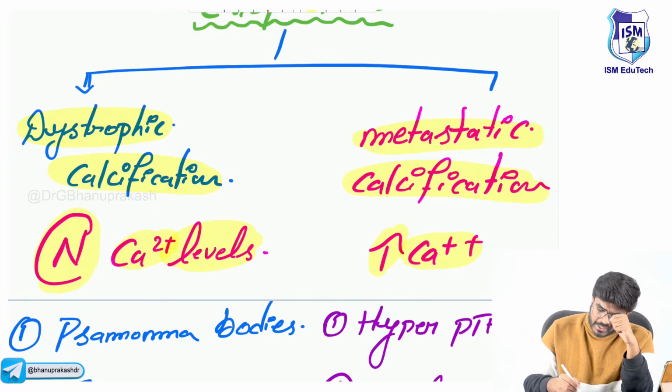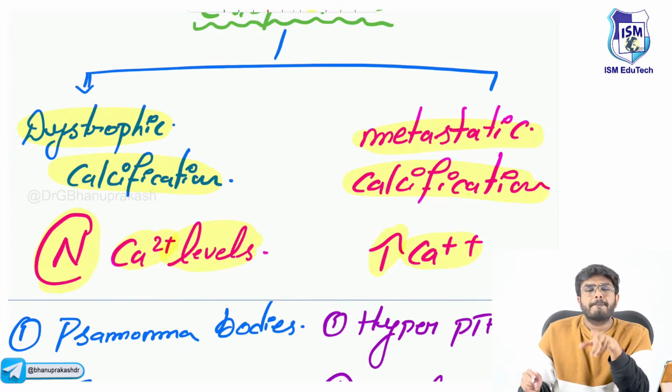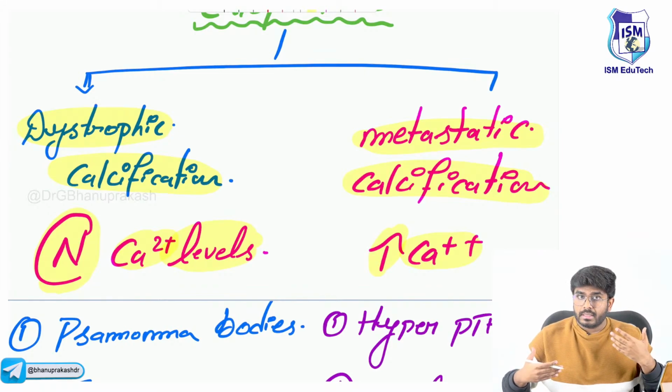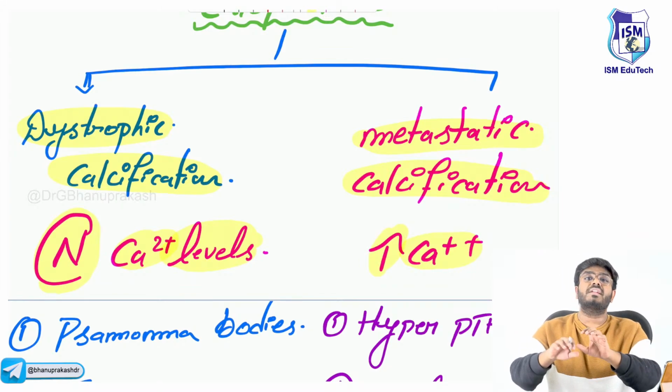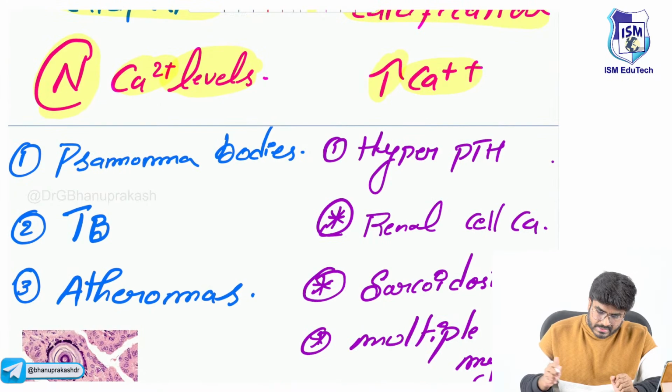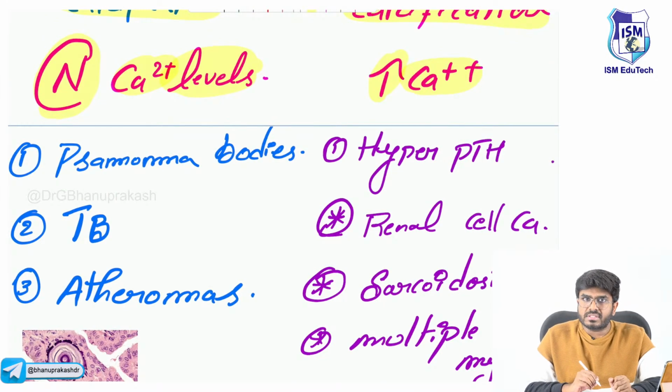Okay, and in metastatic calcification, what occurs? Metastatic calcification means the serum calcium levels are so high that the calcium starts to deposit inside the tissues because of the high levels of calcium. Now let's see examples. Sir, an example of dystrophic calcification?